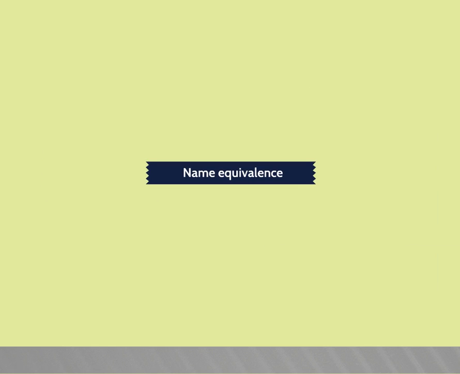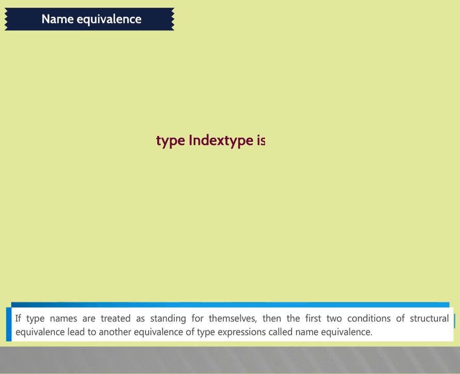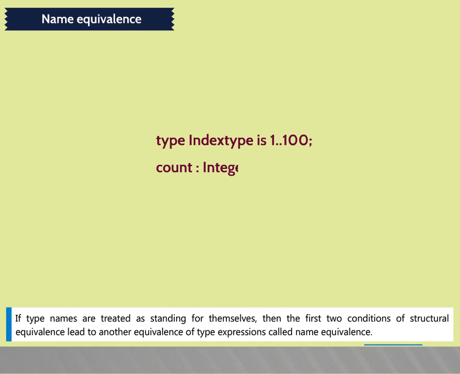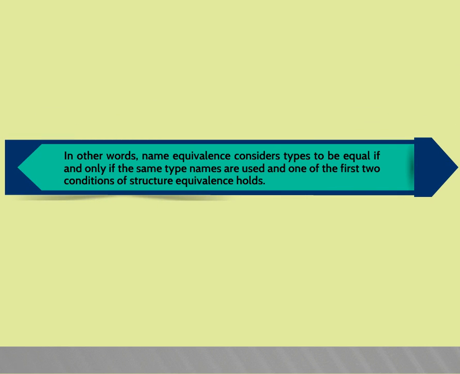Name equivalence. If type names are treated as standing for themselves, then the first two conditions of structural equivalence lead to another equivalence of type expressions called name equivalence. In other words, name equivalence considers types to be equal if and only if the same type names are used and one of the first two conditions of structural equivalence holds.